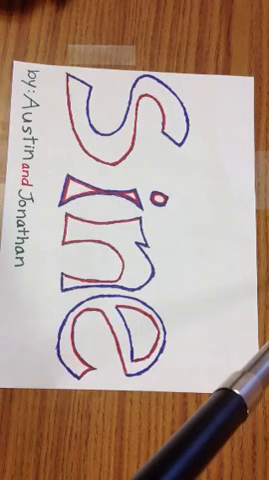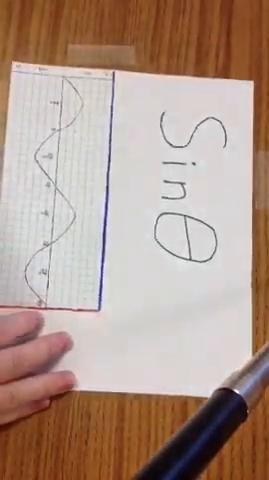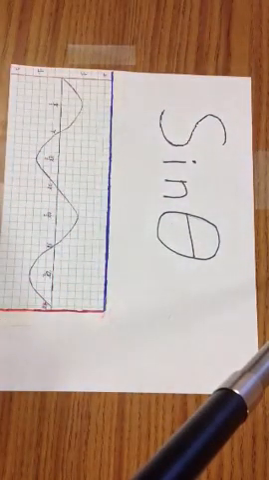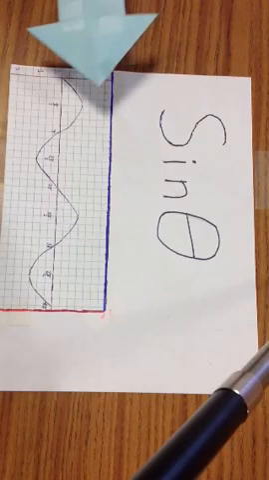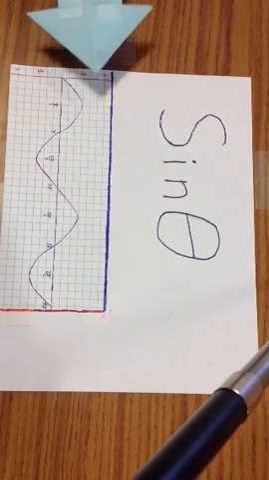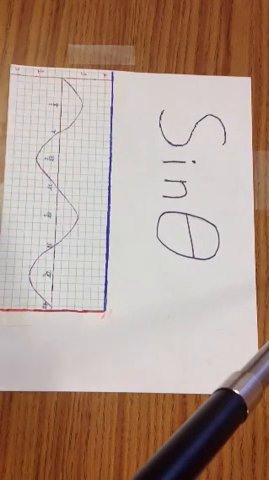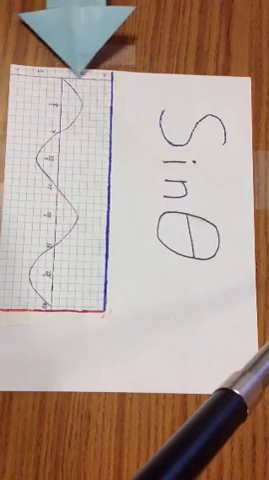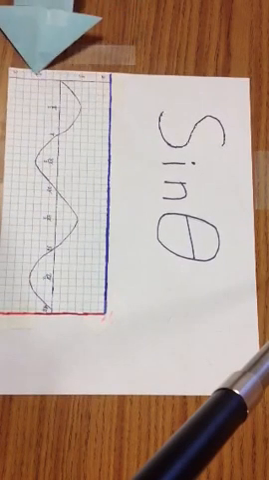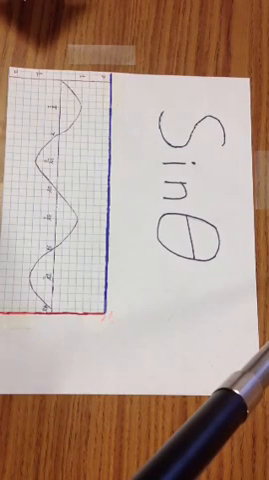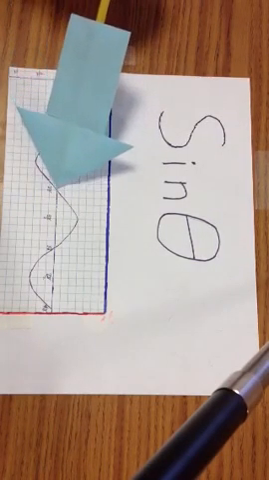Today we will be talking about the quintessential trigonometric function, sine. Our first example displays the parent function, sine theta. Sine theta has an amplitude of 1, a domain of all reals, and a range of -1 to 1. The period for the sine theta function is 2 pi.